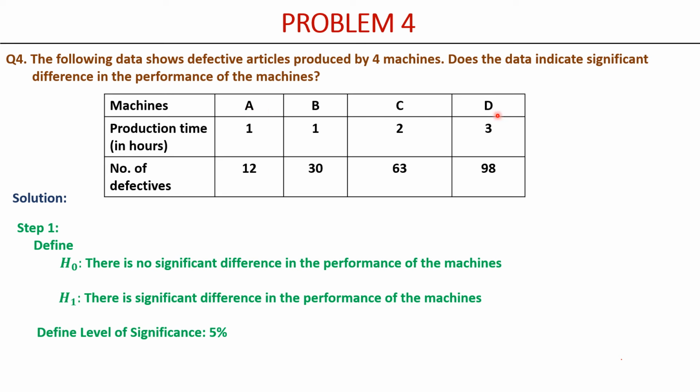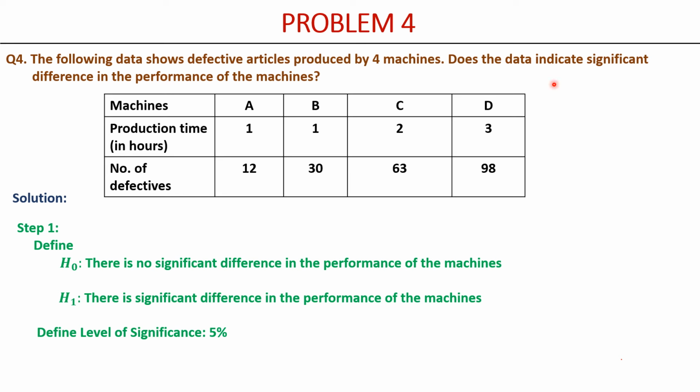We are given 4 machines A, B, C, D. Also the production time in hours. So machine A is running for 1 hour, machine B for 1 hour, C for 2 hours, D for 3 hours. And the number of defectives that each machine is producing in the time of running. So machine A is producing 12 defective articles in 1 hour, machine B 30 defective articles in 1 hour, machine C 63 defective articles in 2 hours, and so on.